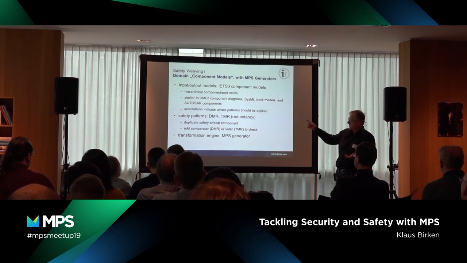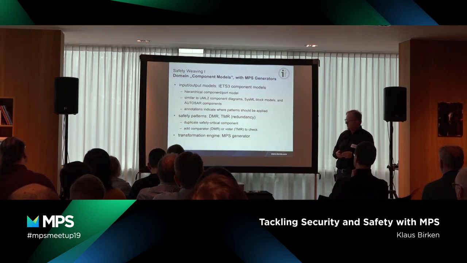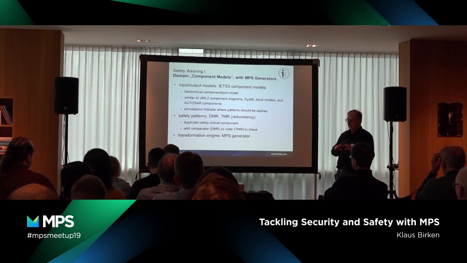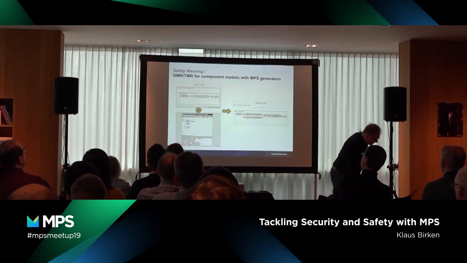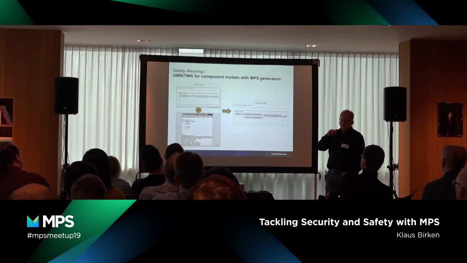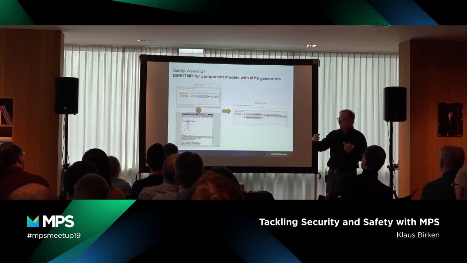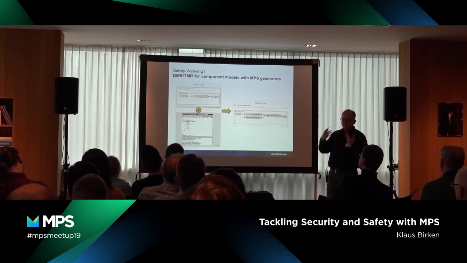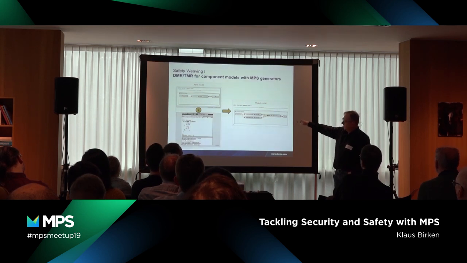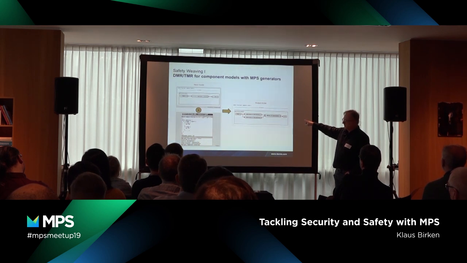What we have implemented there are these DMR and TMR patterns as an example, which duplicate or triplicate safety-critical components and add another component which is a comparator or a voter. Here we use the standard MPS generator to implement it. So the patterns are hard-coded. On the left-hand side you see a very simple example: a sensor, then an application which computes something with the sensor data, and a UI which shows something. What we want to achieve is to make this application, this computation, safe. Then we press a button, run the transformation, and this is the result, which just duplicates the application component, adds this comparator, does all the wiring, and then we have a new system.